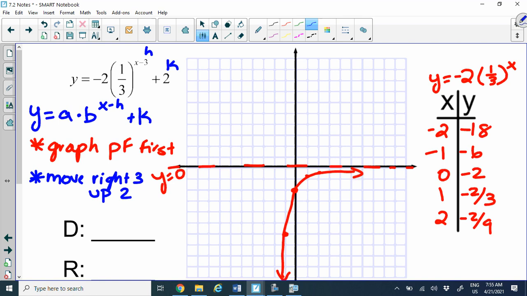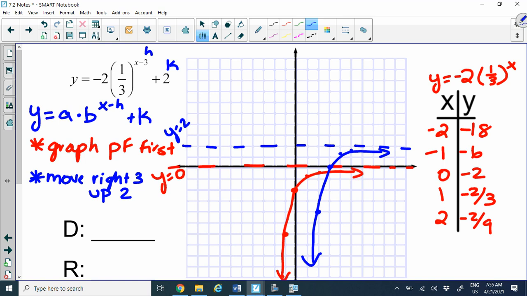So each point I'm going to move to the right 3, up 2. So going over to the right first. Over 1, 2, 3, up 1, 2. Over 1, 2, 3, up 1, 2. And these over 1, 2, 3, up. There we go. Now, remember, the k value is the one that affects our asymptote. We are now at y equals 2 because I have to move my asymptote up 2. So now I connect my graph. Boom, boom, boom. There we go.